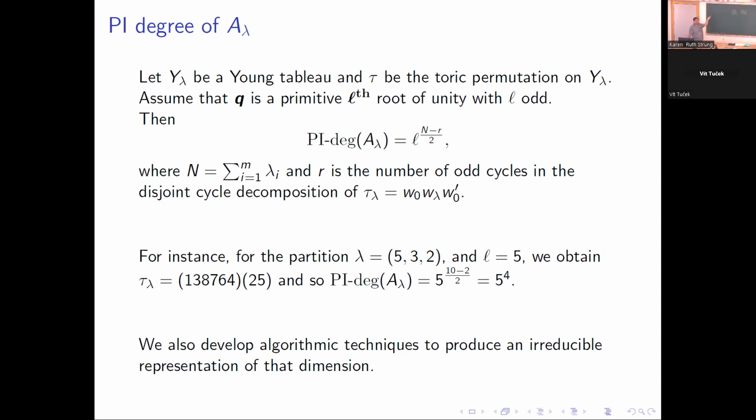And so you can actually really do explicit computation with that by just taking a partition and taking an L and trying to compute explicitly what it is. And we also developed an algorithmic method to produce irreducible representations of that dimension. So something that you want to do: you want to compute the PI degree, but make sure that you can construct at least one representation of that dimension.